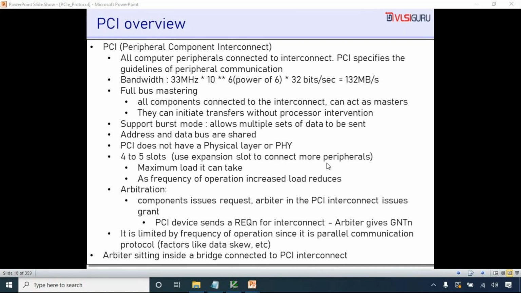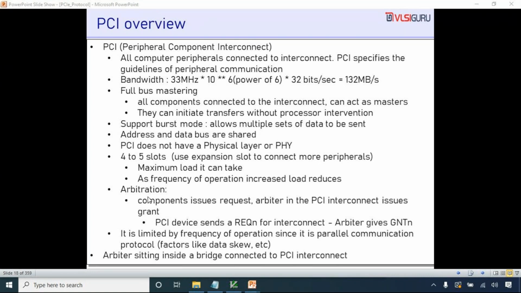If you ask me why we are starting with PCI: PCI Express evolved out of PCI. So we are trying to understand the good aspects and the drawbacks, and we'll try to address those drawbacks. Then what we get is PCI Express. Because of that, as the frequency of operation increases, the load matters. Then it has a concept called arbitration. Arbitration comes into the picture because there are multiple devices connected to the same interconnect.